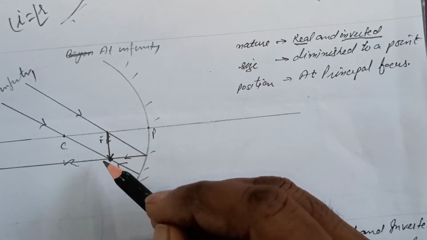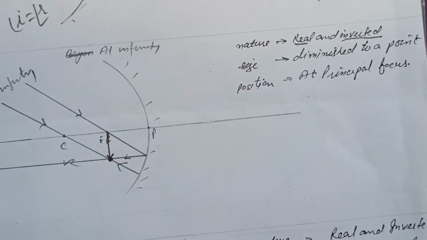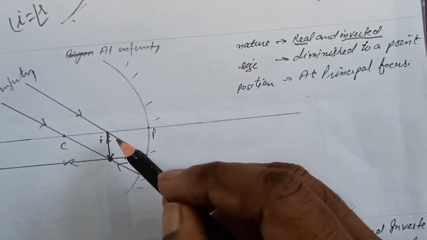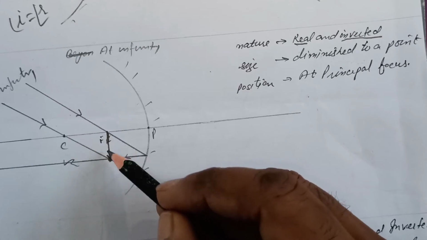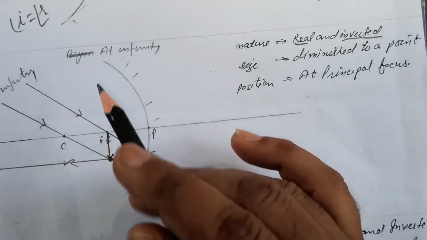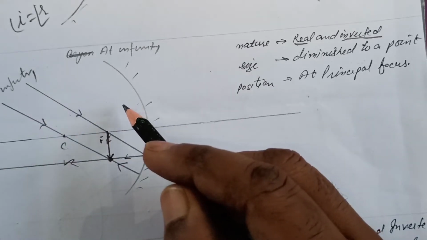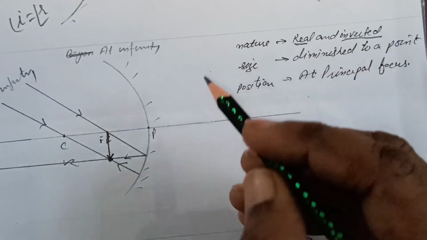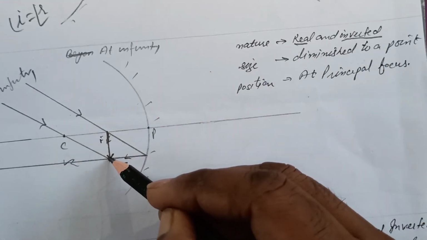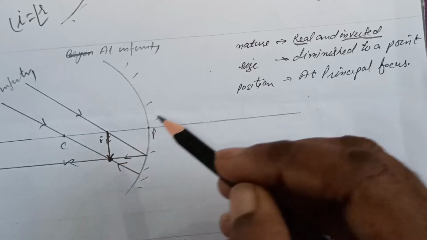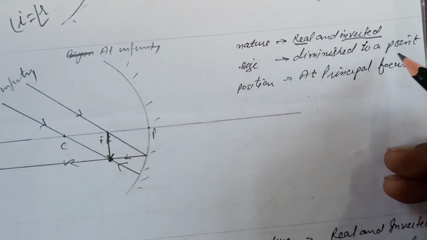You see, actually in your book they have done a different thing. These two rays should be parallel. I will show at the end why they are writing diminished to a point. Otherwise, you understand the image is formed only here where the two rays are meeting. That's all. Do you understand? And I will make it clear at the end of this video.